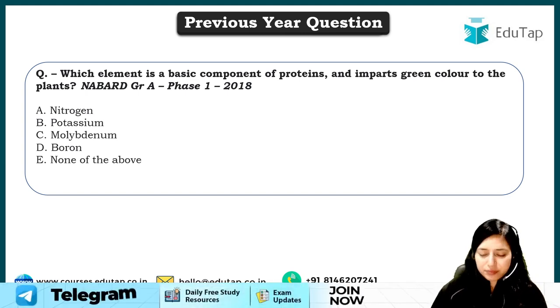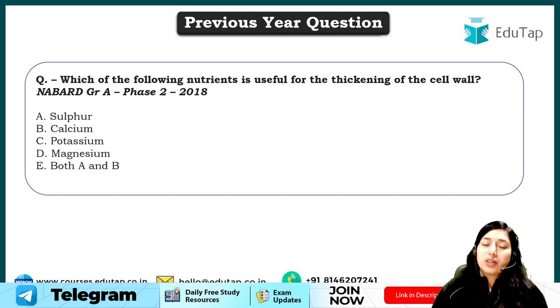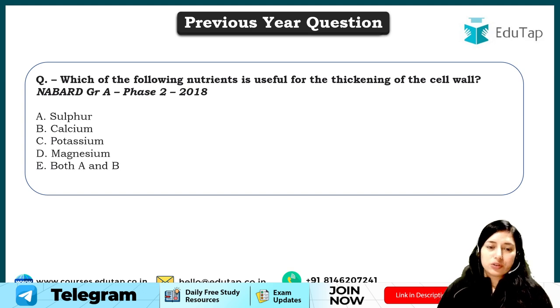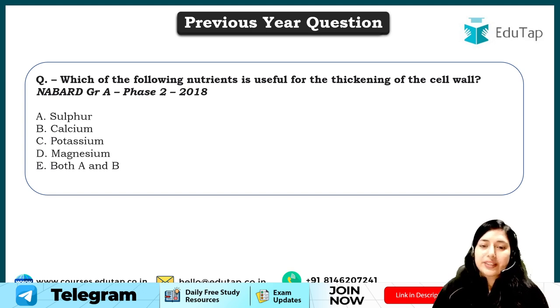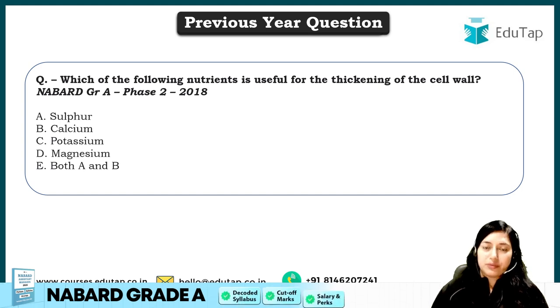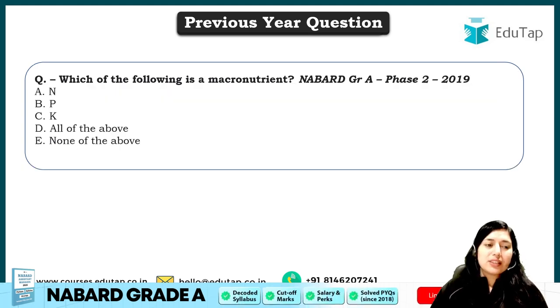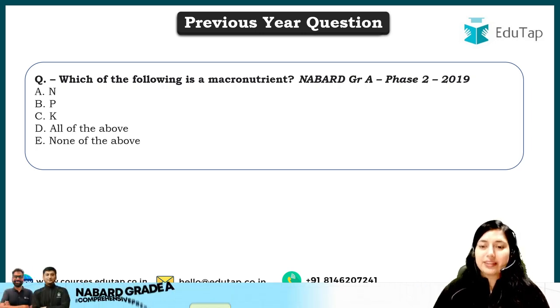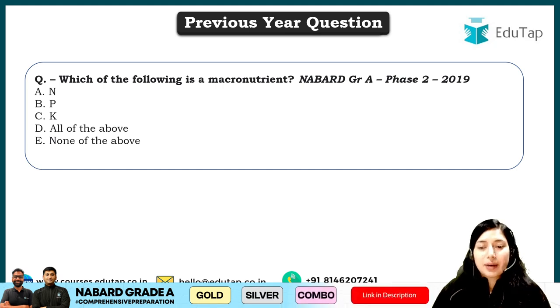Okay. The next question was asked in your Phase 2 of 2018 examination, and the question was, which of the following nutrients is useful for thickening of cell wall? Okay, this is a Phase 2 question. Next question is, which of the following is a macronutrient? And this question was asked in the NABARD Grade A Phase 2 2019 examination.